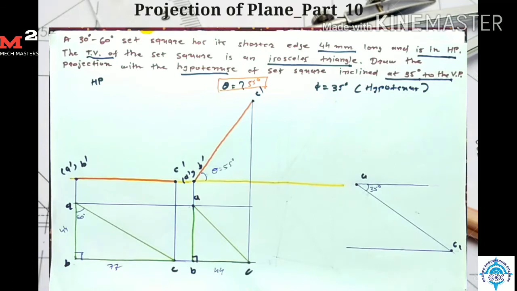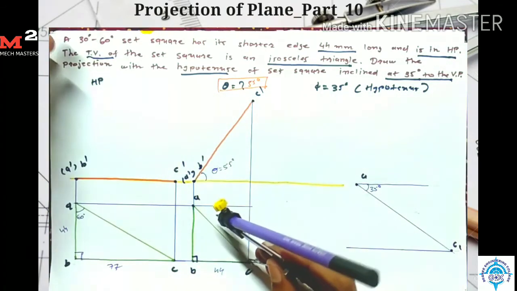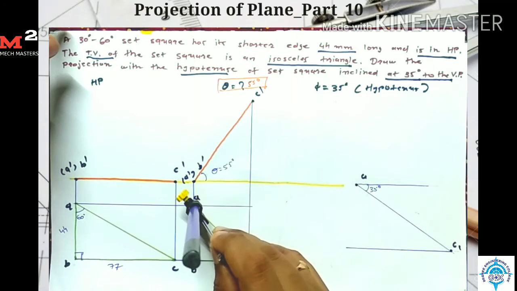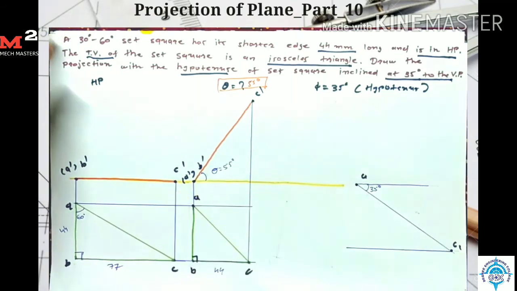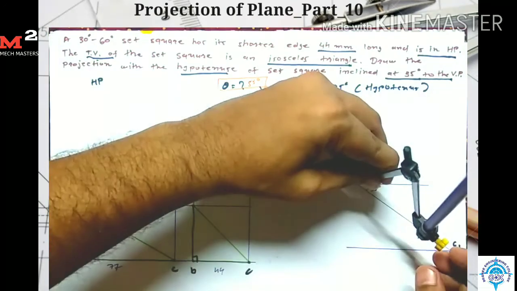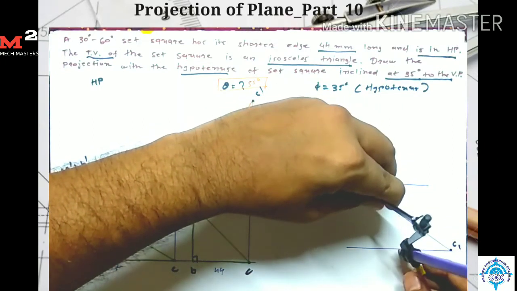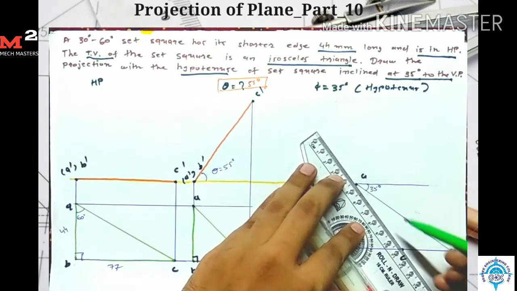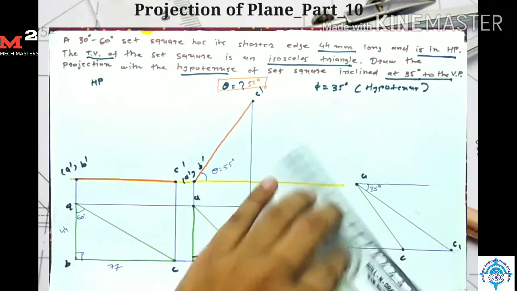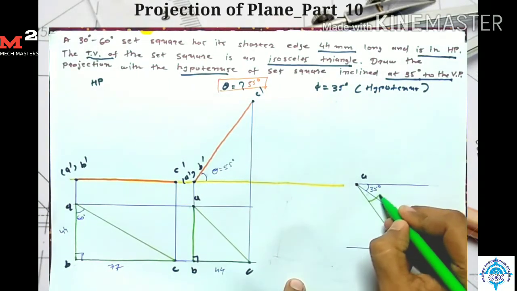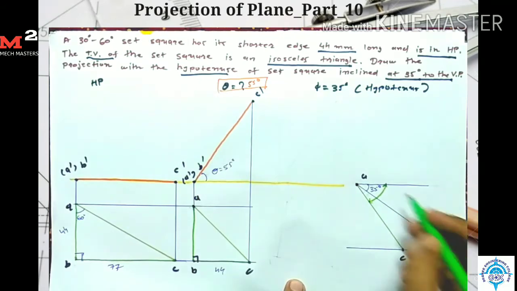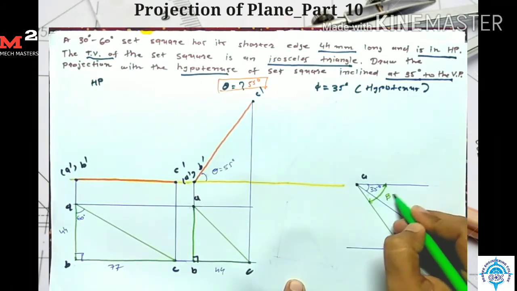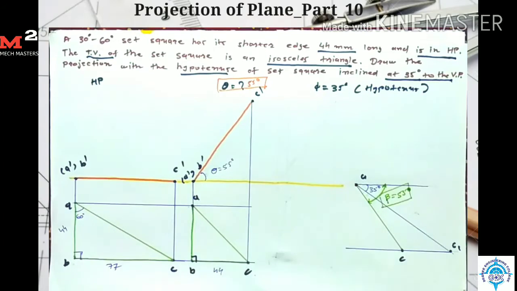Now I measure the length of AC in the second stage, because we require to find a new angle for this length. Now I take A as a center and draw one arc which intersects here. So here I get my final point C. Now I connect A and C, and if I measure this angle, it is our new apparent angle. So here angle beta is equal to 55 degrees.